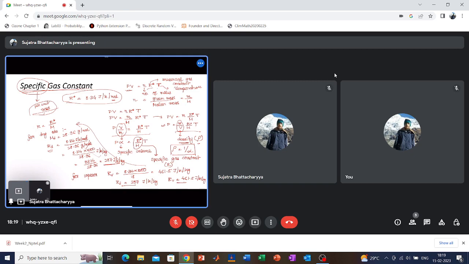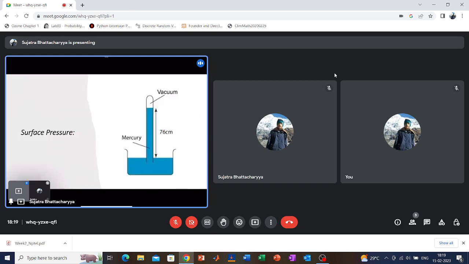Okay. Next is surface pressure. The arrangement shown here is like a barometer, and we all know it's a mercury column that rises over this particular region. Here the pressure is 0, just above the fluid, and this is P, the atmospheric pressure. Horizontally the pressure should be the same, so P should be equal to PA. And what is this P?